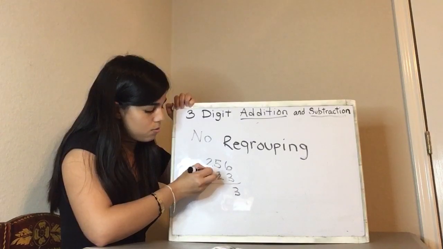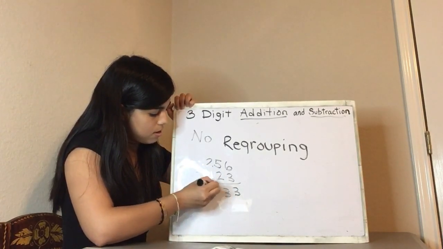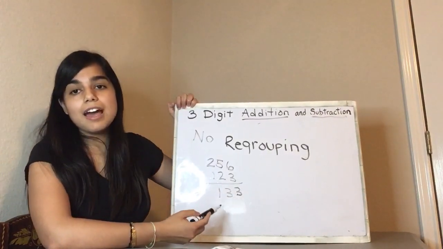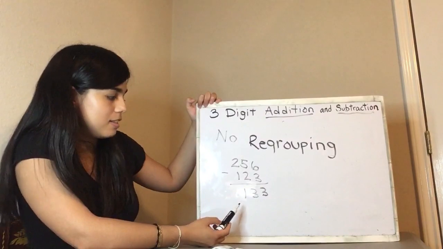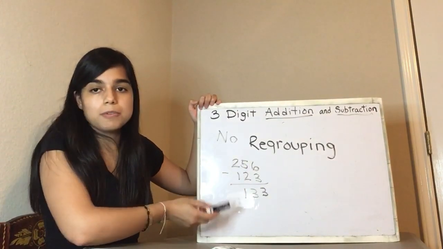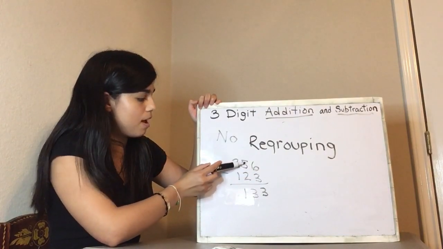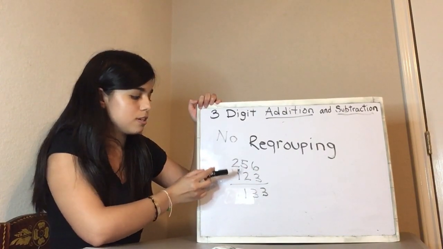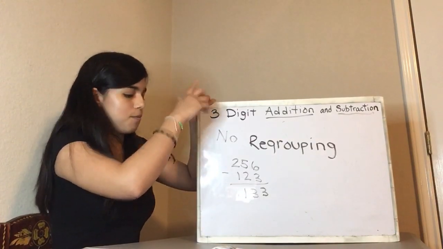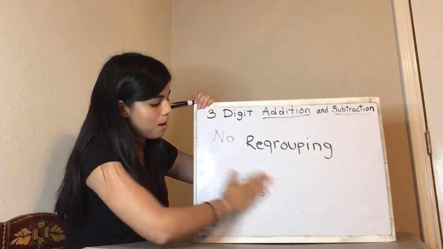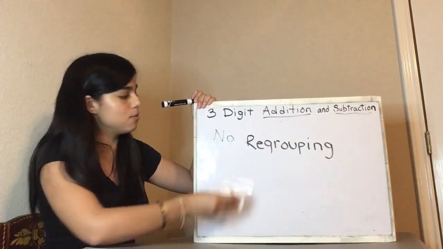5 minus 2 is 3. And then 2 minus 1 equals 1. We didn't have to regroup in this problem because the numbers on top were bigger than the numbers on the bottom. 6 is bigger than 3. 5 is bigger than 2. 2 is bigger than 1. So we didn't have to regroup. Now, what if the number on top is smaller than the number on the bottom? That's when we have to regroup.